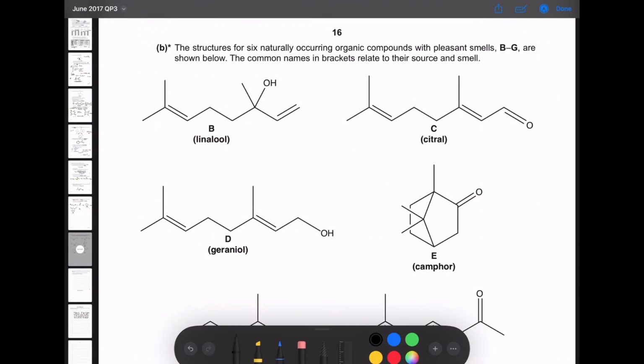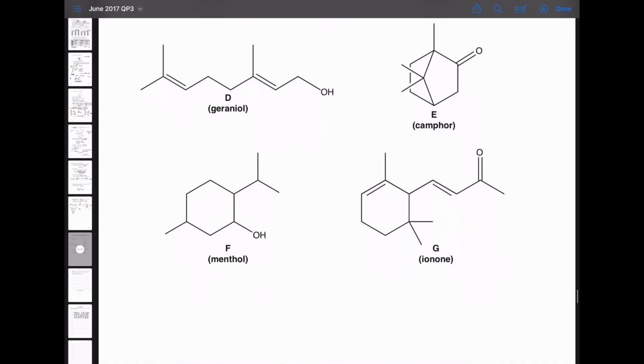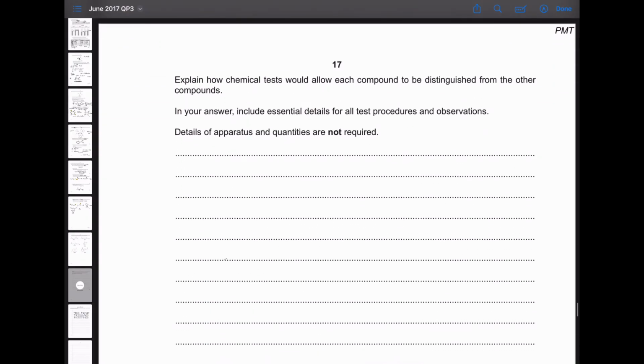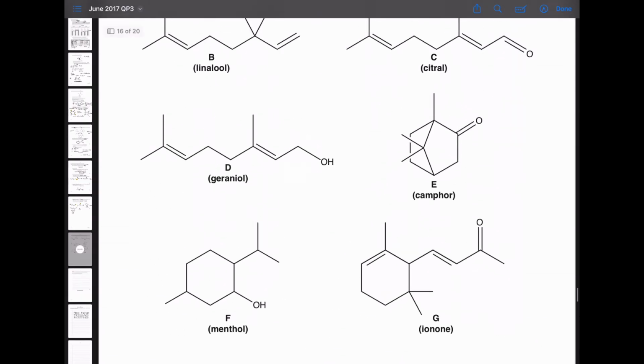Last question. The structures for 6 naturally occurring organic compounds with pleasant smells, B to G, are shown below. The common names in brackets relate to their source and smell. Explain how chemical tests would allow each compound to be distinguished from the other compounds. In your answer, include essential details for all test procedures and observations. Details of apparatus and quantities are not required.